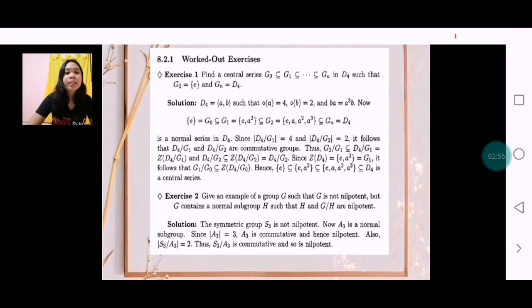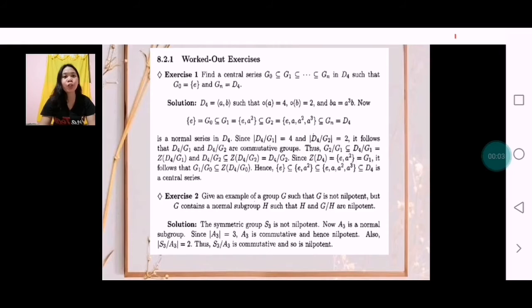Now A sub 3 is a normal subgroup. Since the cardinality of A sub 3 equals 3, A sub 3 is commutative and hence nilpotent. Also, the cardinality of S sub 3 divided by A sub 3 equals 2. Thus, S sub 3 divided by A sub 3 is commutative and so is nilpotent.